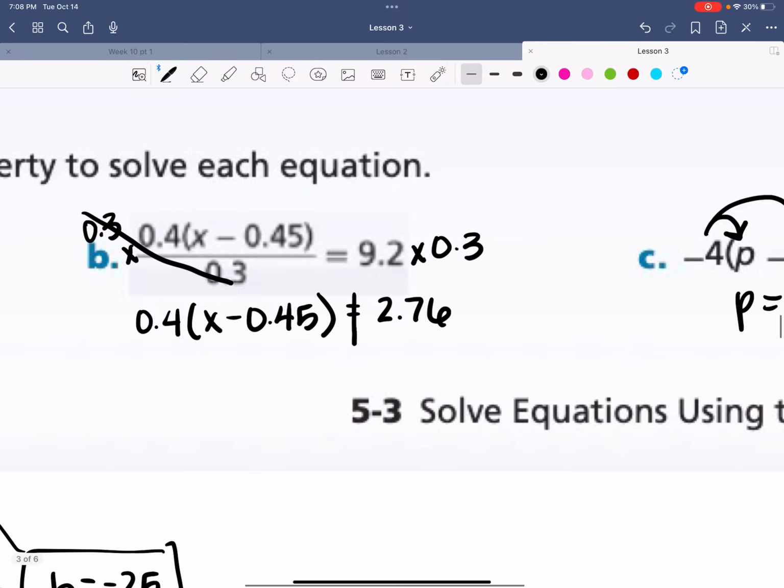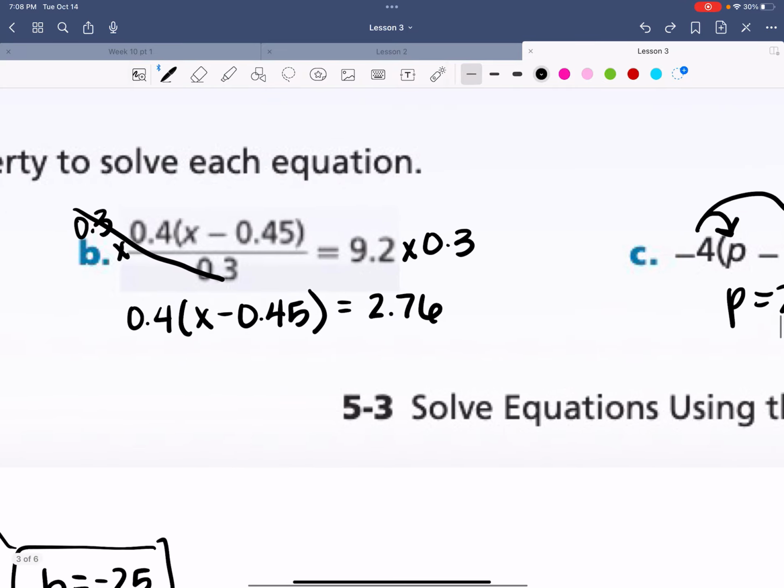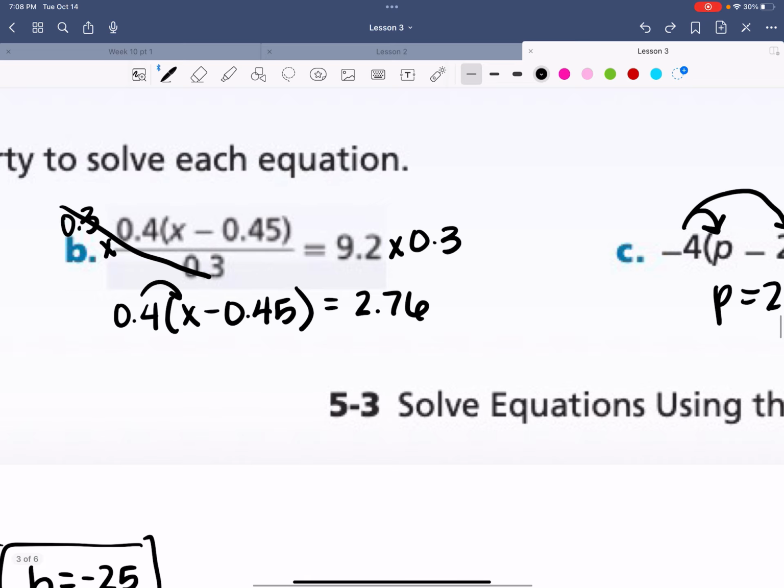Before I can make my sides, I have to distribute. 0.4 times x is 4/10 x. 0.4 times -45/100 is -18/100. I don't distribute to what's outside. I keep it the same.